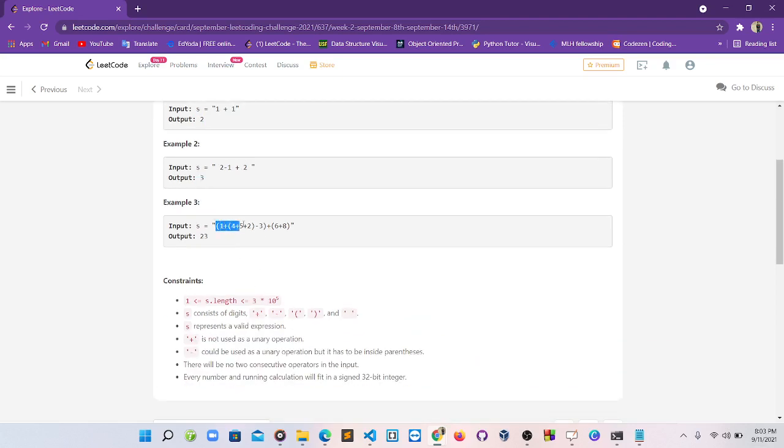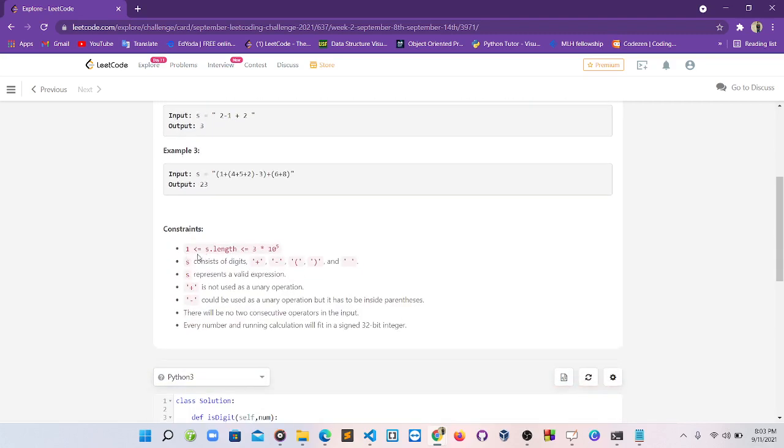In the case of parenthesization, we solve this parenthesization, and we solve this parenthesization. So 1 plus 5 plus 4 is 9, 9 plus 2 is 11, 11 plus 1 is 12, 12 minus 3 is 9, and 9 plus 6 plus 8 is 23. So the answer is 23.